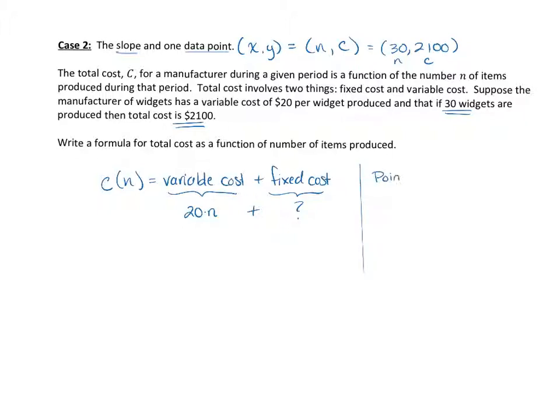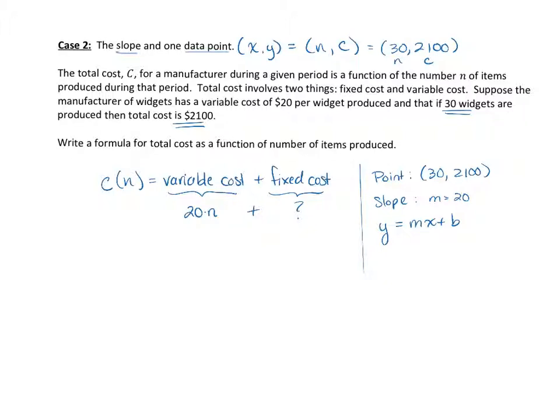I have my point, (30, 2,100), and I have my slope, which is 20. So to write the equation, remember the equation is some y equals mx plus b, right? I need to put these together.